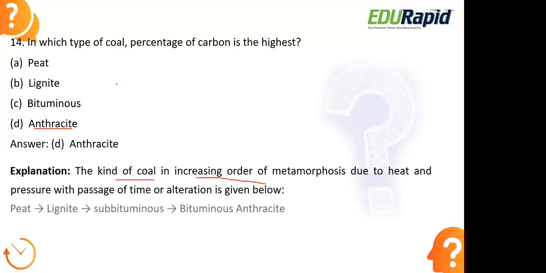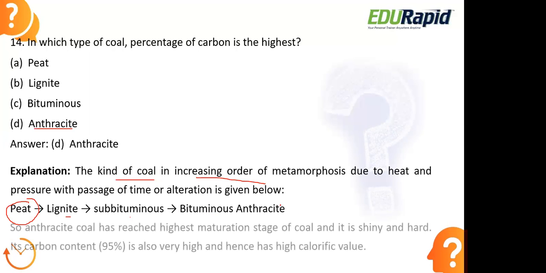The first one here is peat, which has a lower percentage of carbon, followed by lignite, then subbituminous, then bituminous, and finally anthracite. So here we have them in ascending order of the percentage of carbon. Clear? Anthracite is the one which has the most carbon within it.